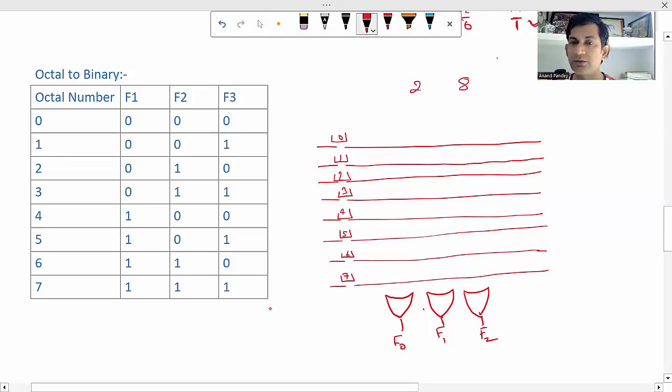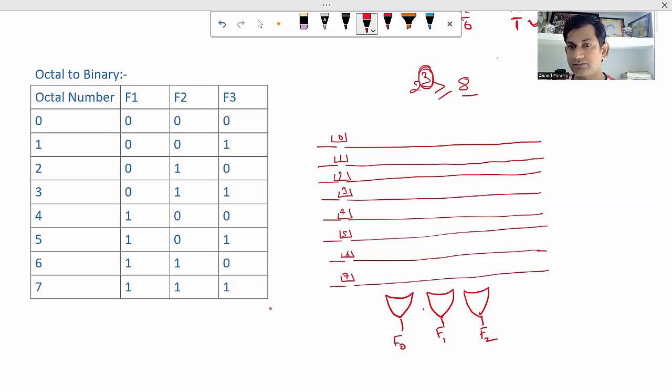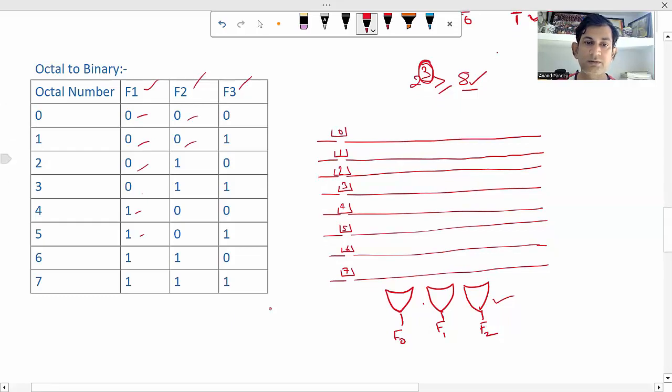As I told, the rule is: 2 to the power of the number of output lines should be greater than or equal to the number of input lines. So 2 to the power 3 is equal to 8. So the number of output lines will be 3 here. That's why here I have drawn 3 OR gates vertically, and here I have taken 3 bits. So you know how to draw the truth table for 3 bits. So this you can draw.